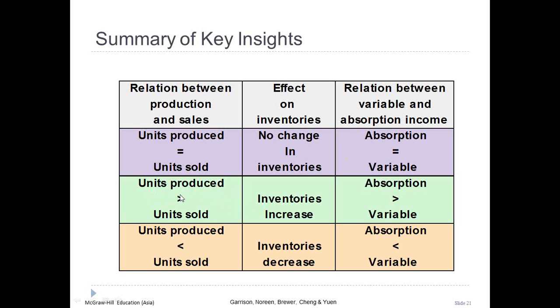But if units produced are greater than units sold, absorption costing is greater than variable costing because we keep some of the fixed overhead expenses on the balance sheet as inventory. If units produced is less than units sold, inventories decrease. So the variable costing method produces a higher net operating income.